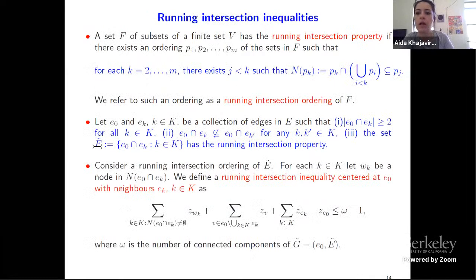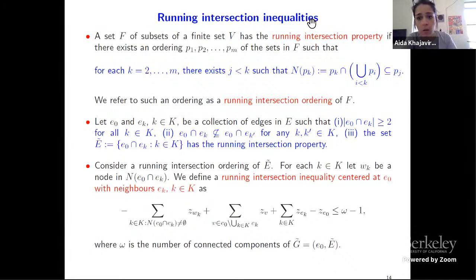Okay, so now I define this new class of inequalities. We call these inequalities running intersection inequalities, for reasons that will become clear shortly. I will need to define these inequalities, so I need to recall what the running intersection property is. You have probably seen it in different contexts. I found it kind of accidentally, meaning we figured we needed this property, and when we were trying to write it down, we found it already there and has a name, which is great.